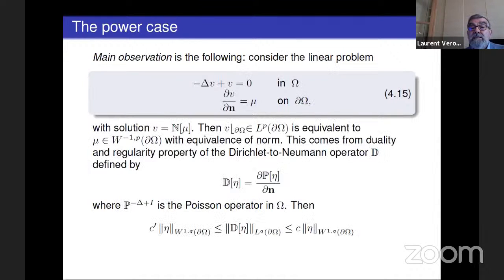And as usual, the main observation is to look at the linear problem, and to see under what conditions the solution of the linear problem is such that you take the p-th power of the solution, and you want to see if it is integrable on ∂Ω, the trace on ∂Ω. So this gives naturally the singularity. It gives you naturally the capacity. So this is okay. I will not go too far.